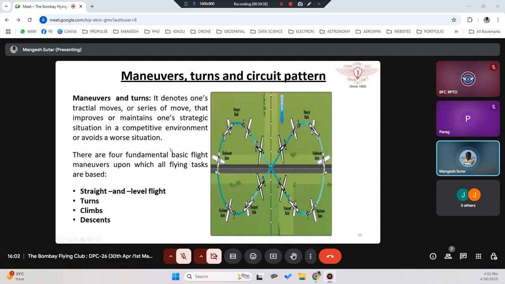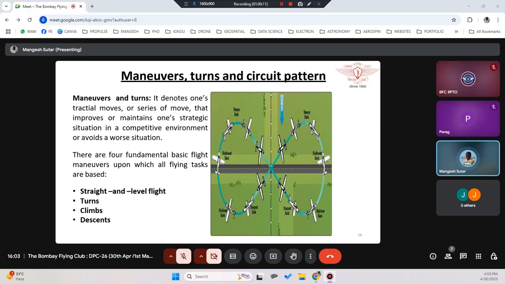When our flight is in stable flight, we will normally perform maneuvers, turns or circuit patterns. Like when you fly the drone, after your pre-checks are done, I will ask you to fly the drone in a square format. I will tell you, okay, do a right square, or a left square, or a left reverse square, or a reverse right square. Accordingly I will tell you the pattern, and you have to follow that pattern.